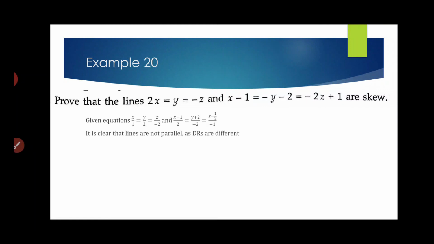Now all I need to do is check if they're intersecting or not. For checking intersection, I need to show that (a2 minus a1) dot (b1 cross b2) equals 0. But if I'm trying to show that they are not intersecting, then this dot product must not be 0. So if this dot product is non-zero, which I'm leaving to you, please do it by yourself. Check for yourself that this dot product is not coming 0, and hence I can say that the lines are not intersecting, and hence that proves that these two lines are skew lines.